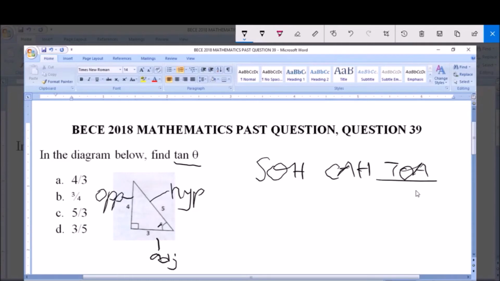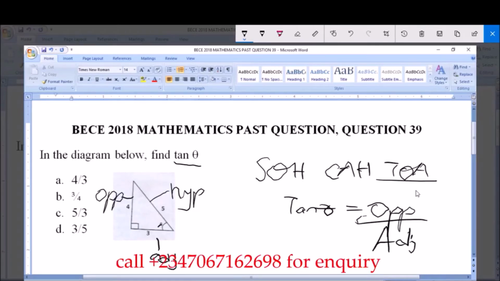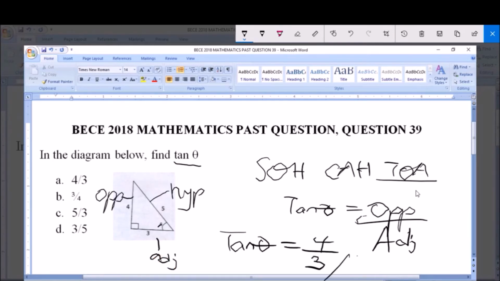Now we are asked to find tan theta, and like we know from the mnemonics, tan theta is simply opposite over adjacent. Now we have that our opposite here is 4, and our adjacent is 3. So therefore tan theta is equal to 4 over 3. 4/3, this is the answer.